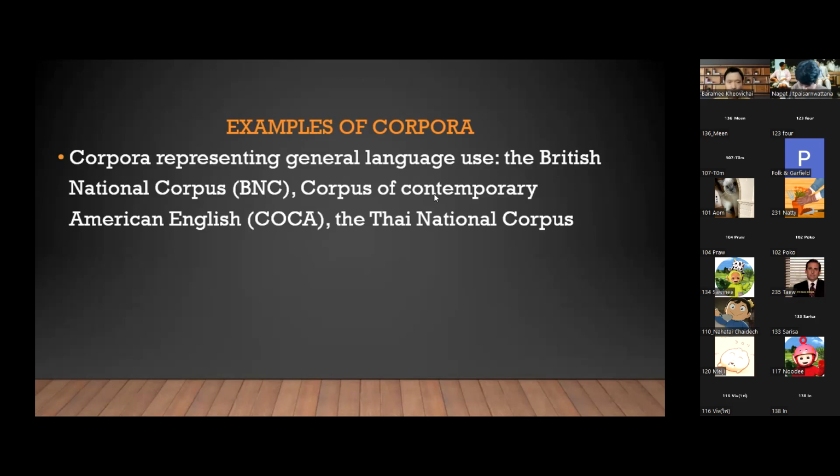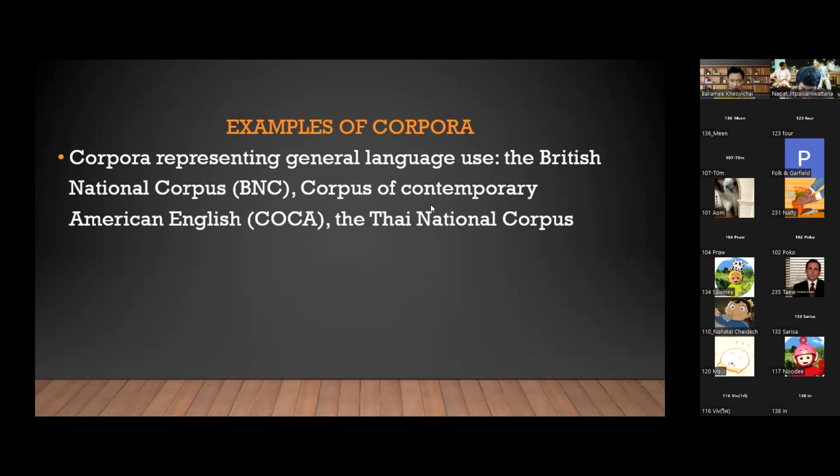So there are corpora that represent general language use. We have the British National Corpus, the BNC. We have the Corpus of Contemporary American English, or COCA. This is a good representative of American English.